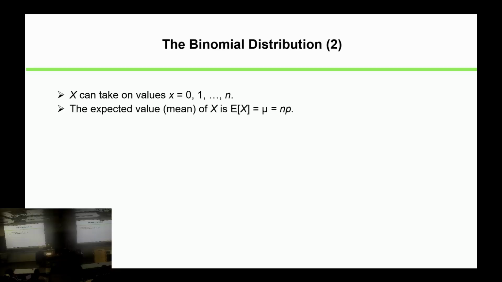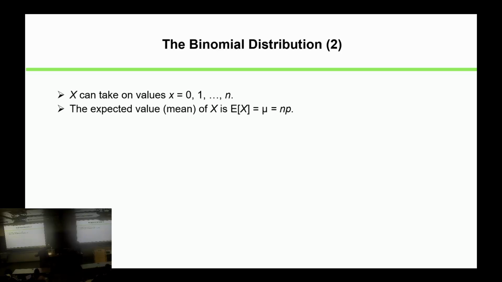But let's suppose the probability of getting a head was only 0.4. And you flip it 10 times. Well, n times p would be 4. Well, that kind of makes sense. If the probability of getting a head is 0.4, we flip it 10 times. We would expect to get 4 heads.